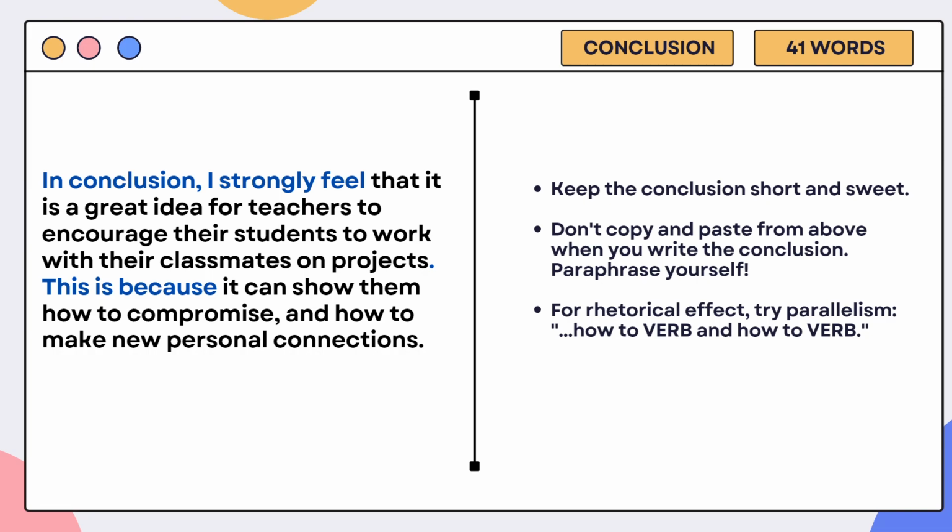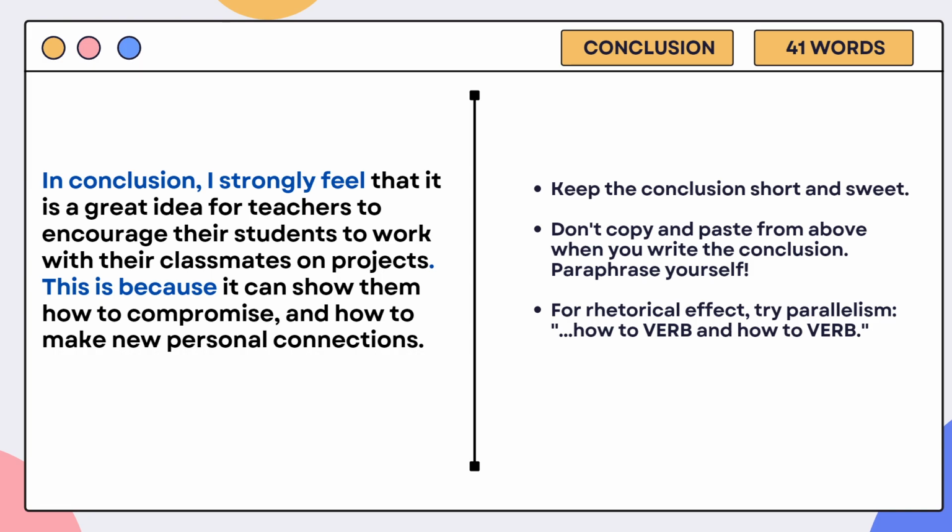But a few things to mention. Don't copy and paste from above when you write the conclusion. So when you repeat your main argument, don't just copy it from the introduction. You need to rephrase it slightly. Not a ton, not a lot, but just rephrase it as much as you can. Change a few words, maybe change the order of the words if you can.